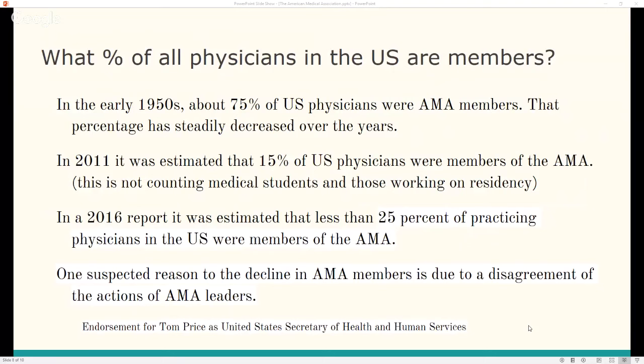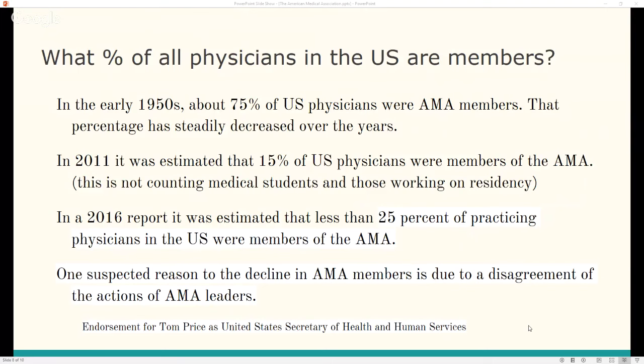What percent of all physicians in the U.S. are members? So this was kind of cool. When it first started out in the early 1950s, about 75% of U.S. physicians were members of the AMA. But slowly over the years, you can see that it declined. In 2011, reports estimated that only 15% of physicians were members of the AMA. That's not including medical students or people working on the residency. But in 2016, they estimated that less than 25% of practicing physicians in the U.S. were members of the AMA.